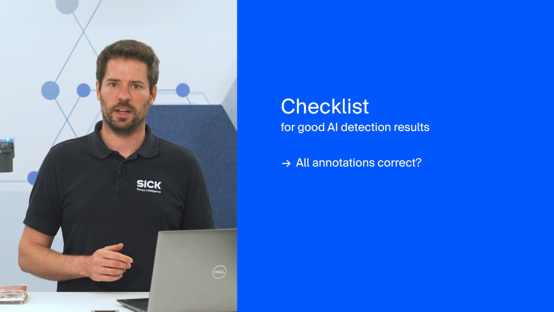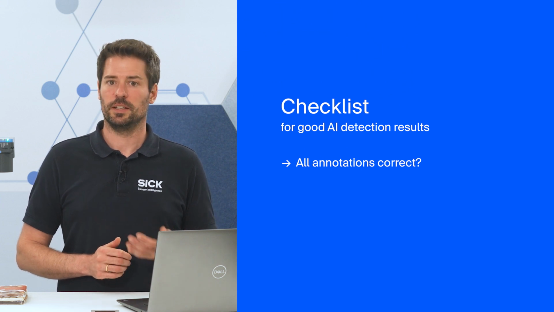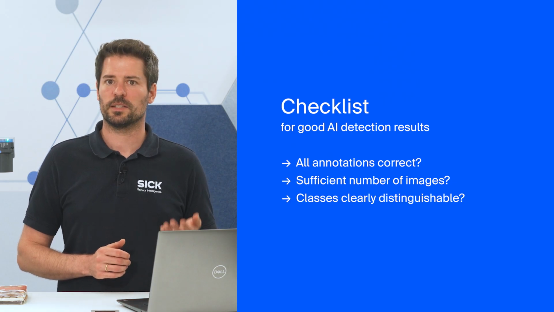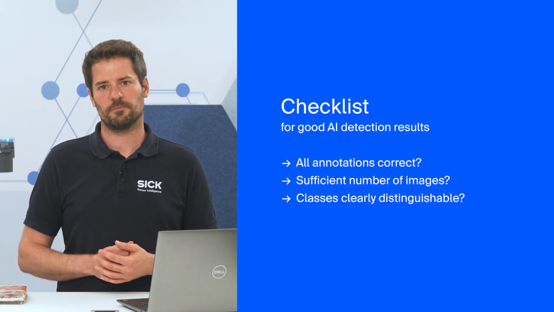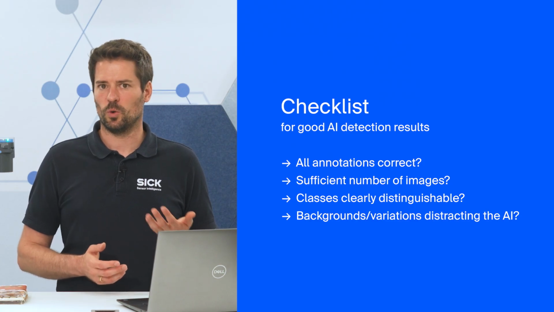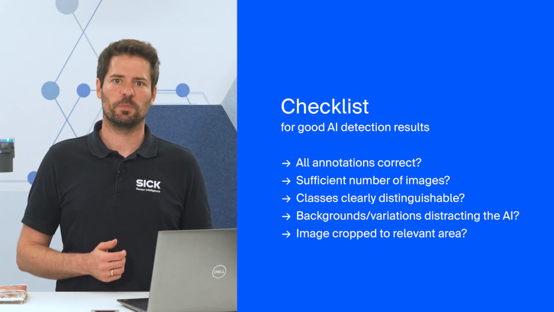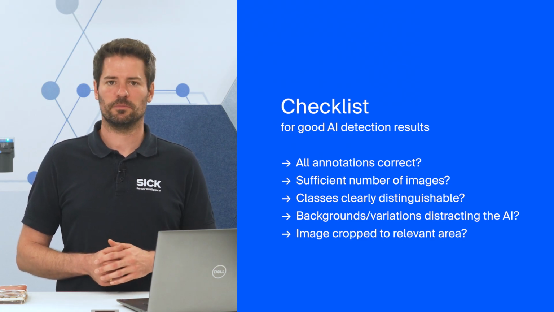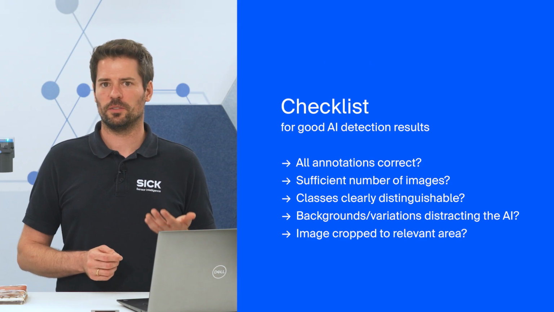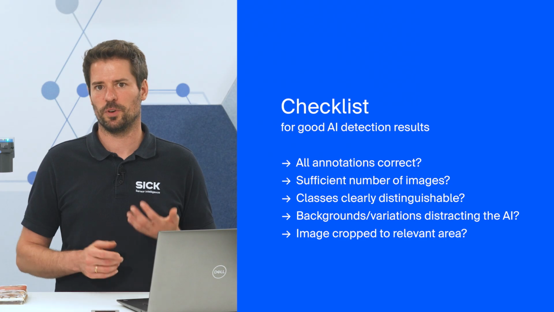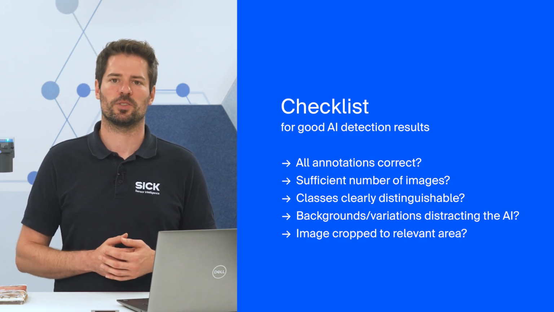If the accuracy stays below your expectations, consider the following list. Are all annotations correct? Is the number of images sufficient? Are the classes clearly distinguishable in all cases? Are changing backgrounds or other variations distracting the AI? Is the image cropped to show only the relevant area? We generally recommend to view the evaluation results, since these can reveal the reasons for accuracies that stay behind expectations.